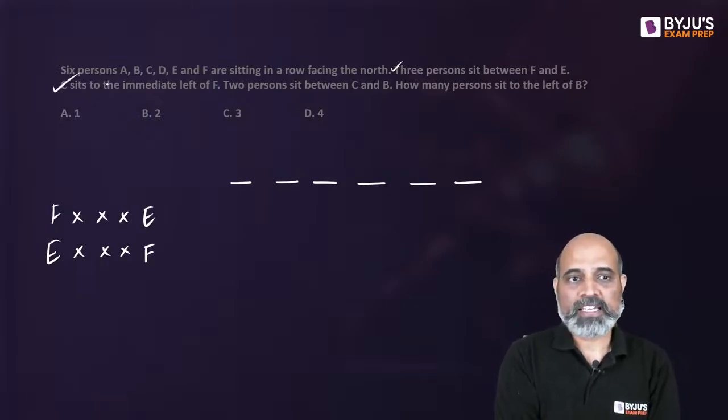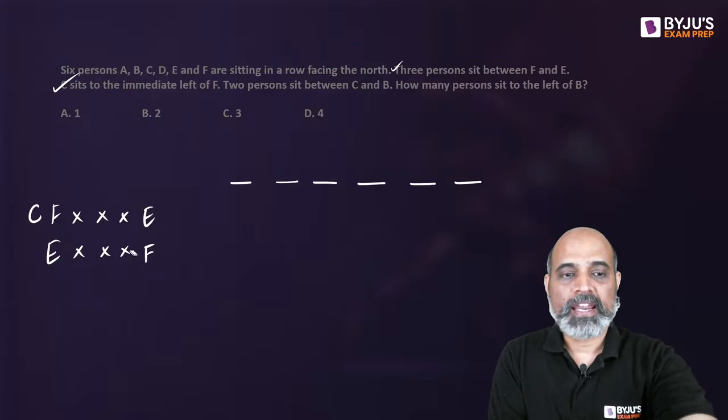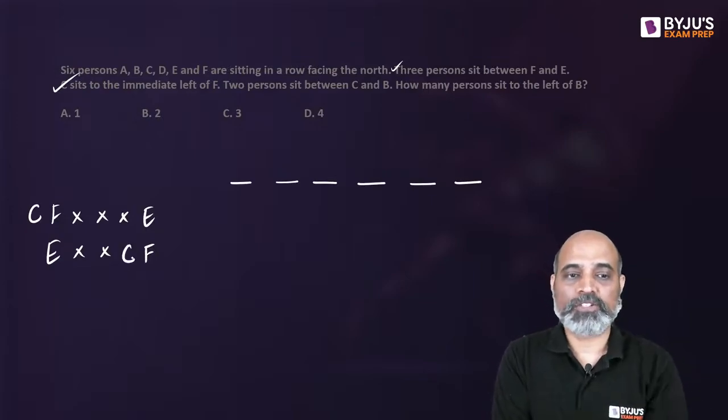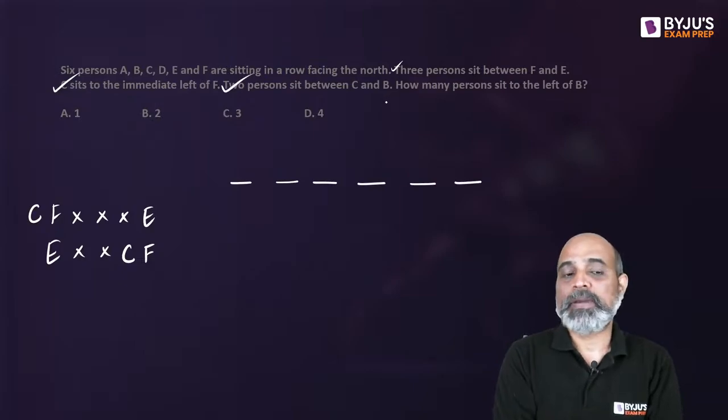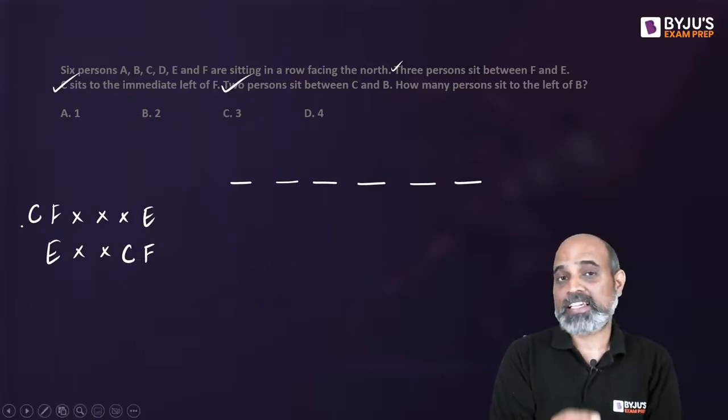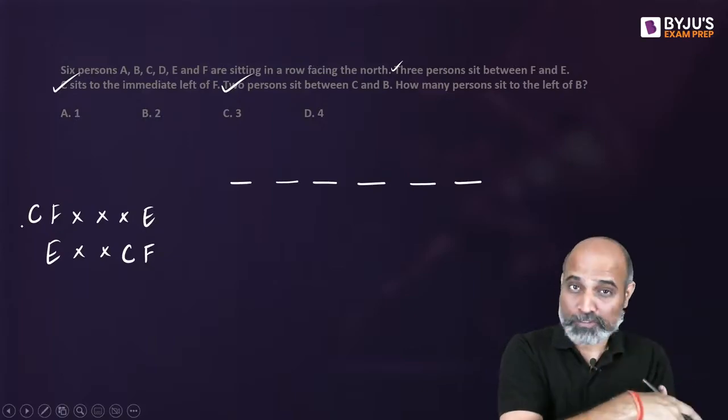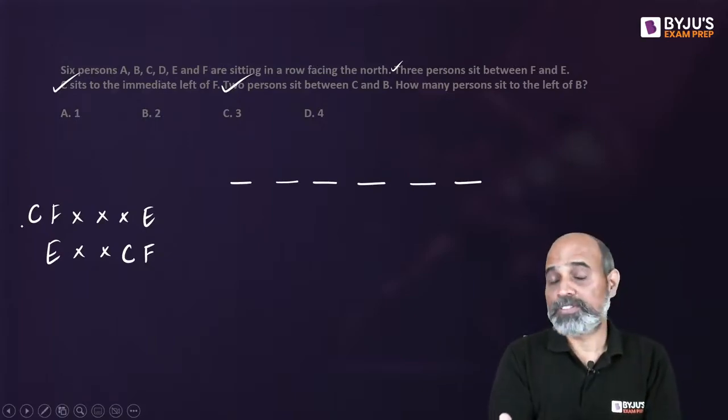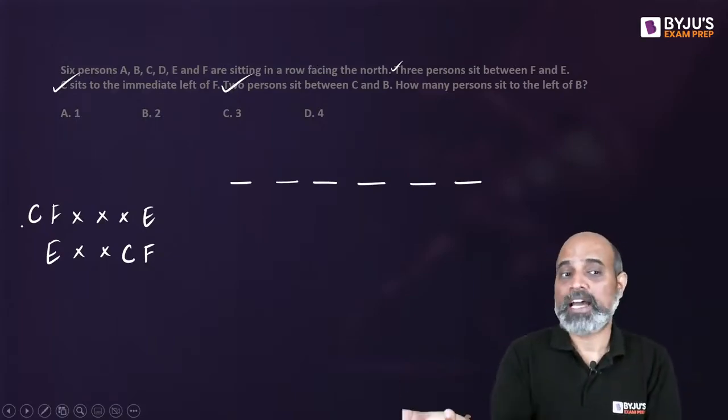Now the next point says C sits to the immediate left of F. So in the first one, C is going to be seated here to the immediate left of F. And in the next one, C is going to be seated here to the immediate left of F, right? 2 people sit between C and B. If I look at the first case and if I make B sit to the left of C, that will be difficult, right? Because we don't have enough spaces.